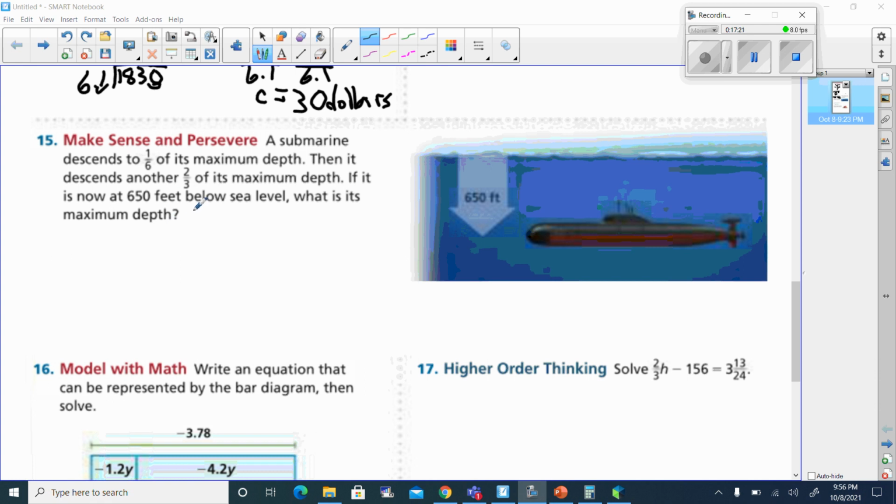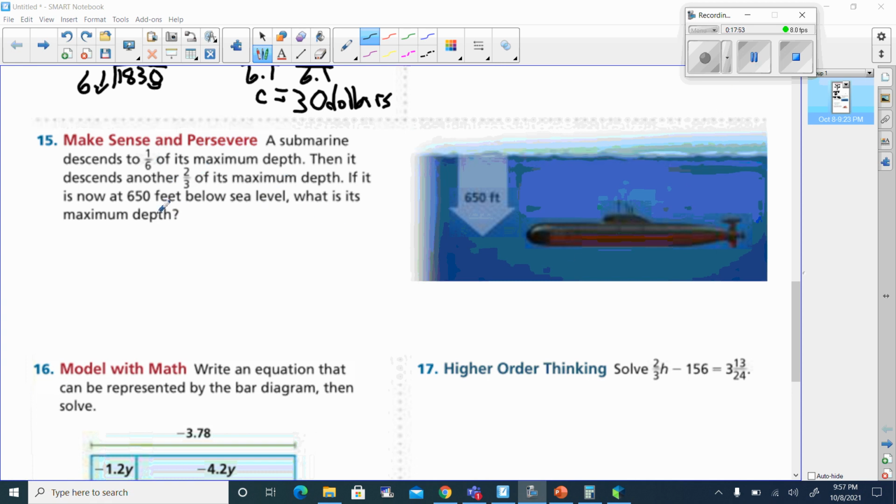All right, so what we're trying to find out is what is the maximum depth, because they're telling us we went down 1/6, right? And we went down 2/3, right? And then if it's now 650 feet, what is the maximum depth? It really never tells us that it reached its maximum depth. It's just telling us that we've went 1/6 of it and 2/3 of it, okay?